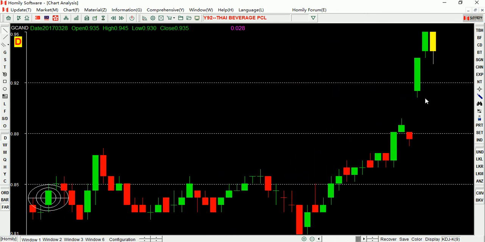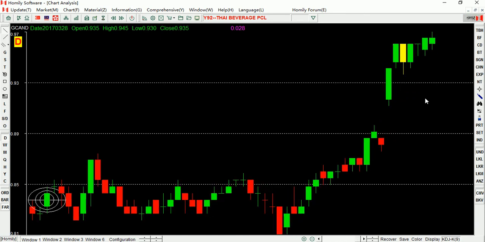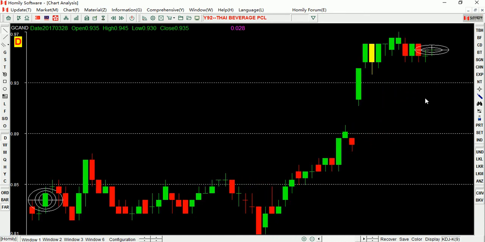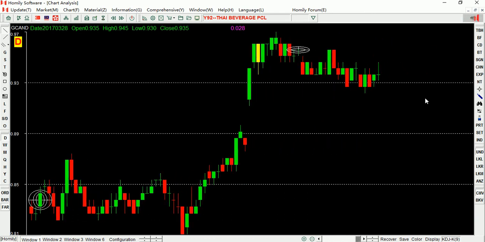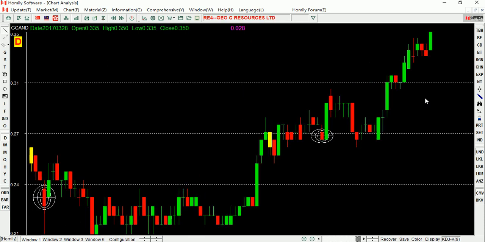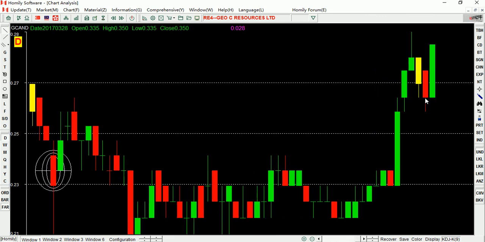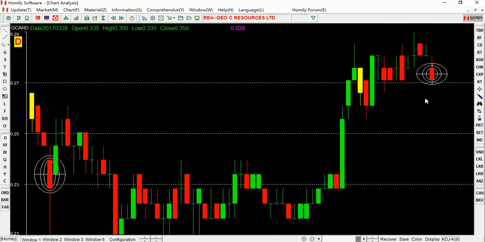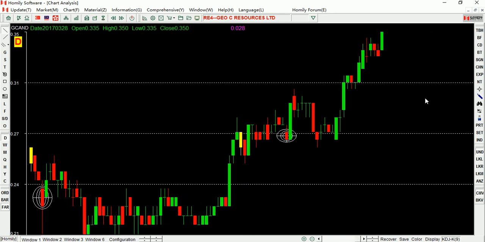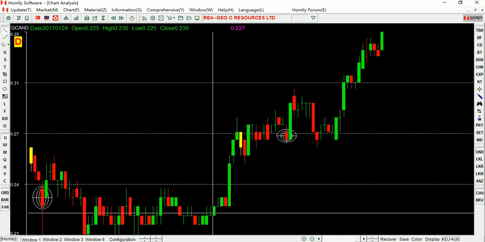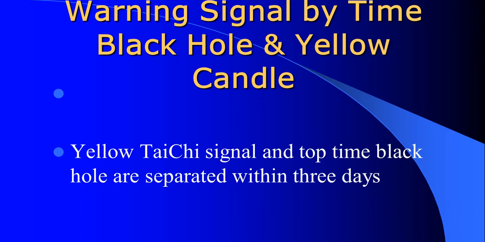Yellow candlestick appears. Then time black hole appears. Here we sell or not? No, because not within 3 days. So we still can wait and see. Okay. So we see here. Yellow candlestick appears. Then time black hole appears again. Sell or not? No, not within 3 days, right? So you still can keep it. Okay. So this is the method for warning signal, and I hope you can understand.